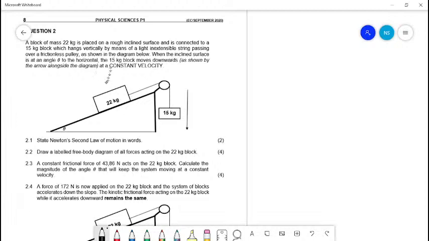So one of the words that are very important, or words that can assist you to answer these questions, is the word rough. So we are told that this is a rough incline. So we identify the word rough, right? So rough simply means that there's friction present. So this indicates the presence of friction.